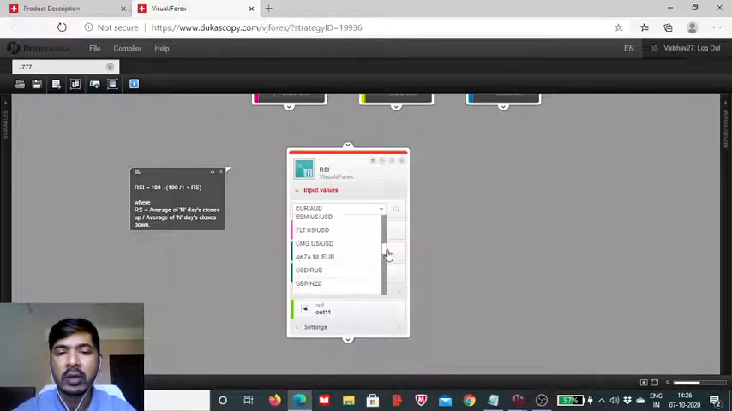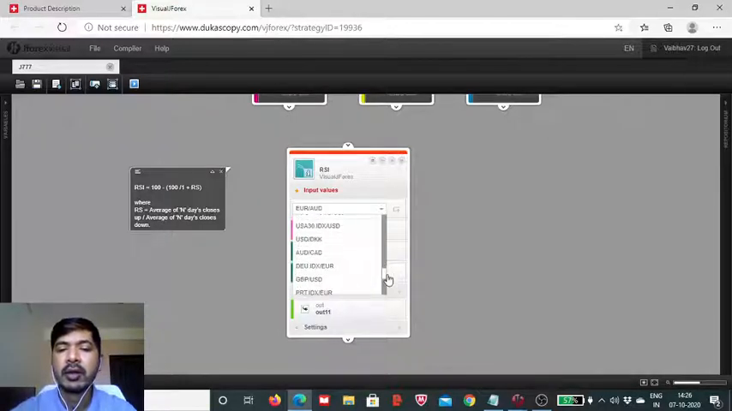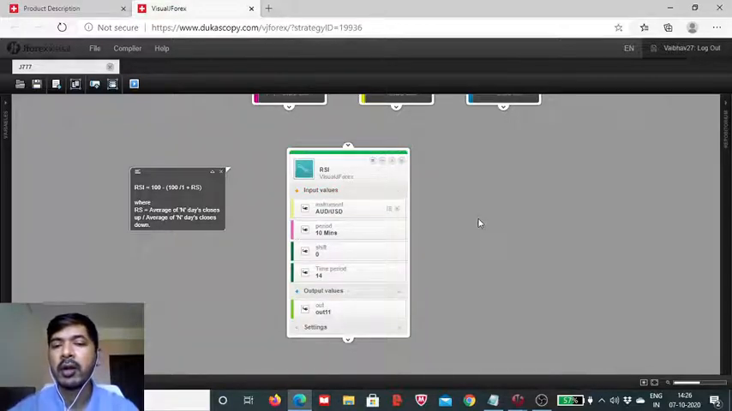All you have to do is see whether that instrument is available in this drop down list and then choose accordingly. In today's session, we will work with the AUD USD. So let us find the AUD USD, Australian dollar and the US dollar.